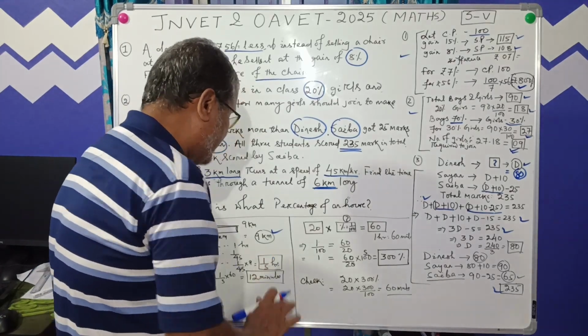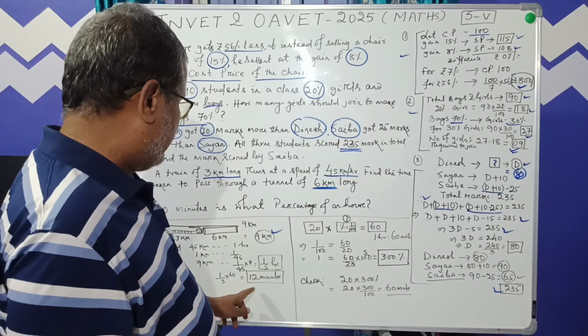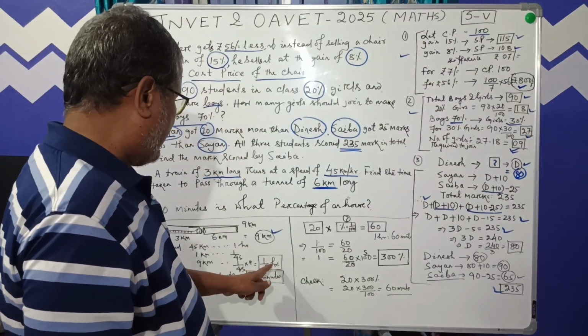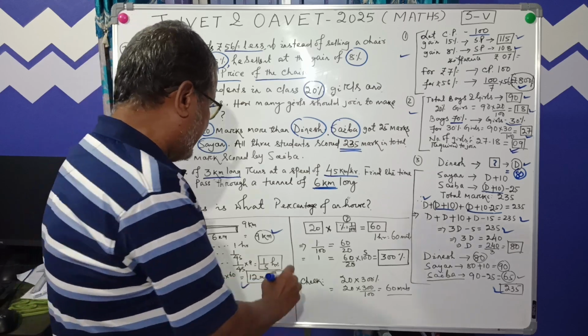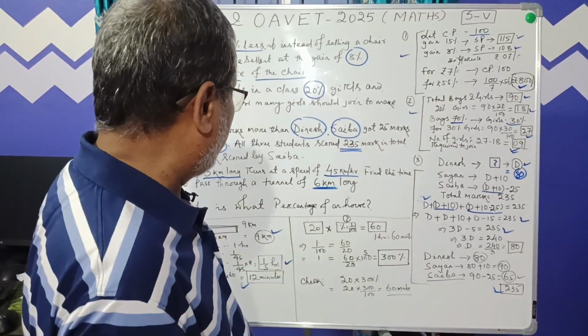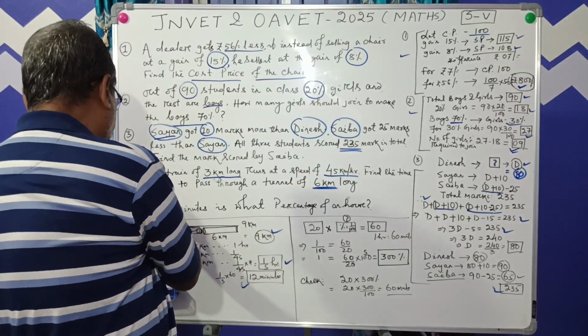1/5 hour, not hours, 1/5 of an hour. So it is 12 minutes. Okay. Because 1 hour is 60 minutes. So you can find the answer in hours or in minutes as required by the question. Okay. So question number 4 is over.